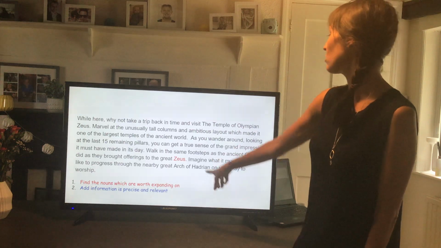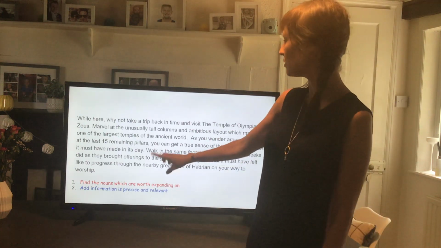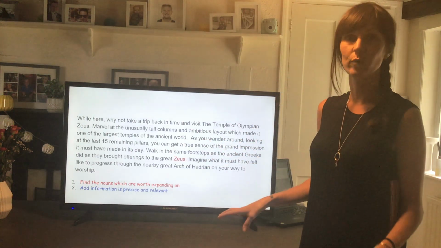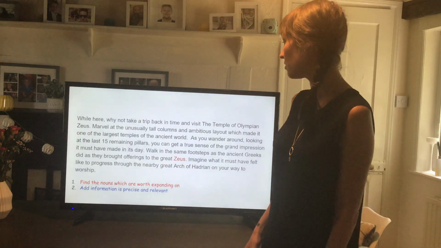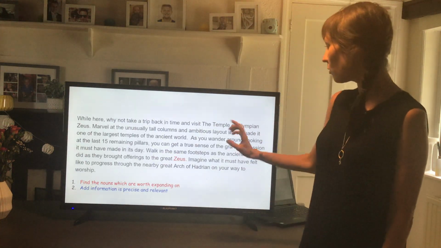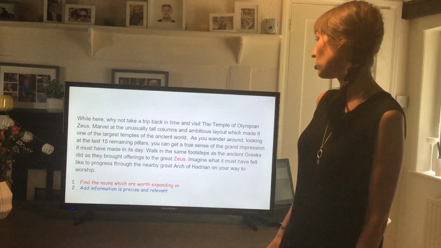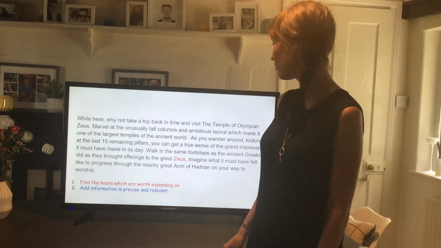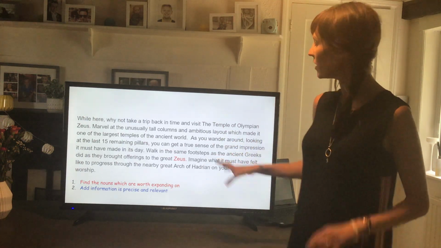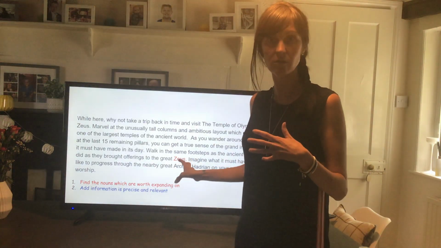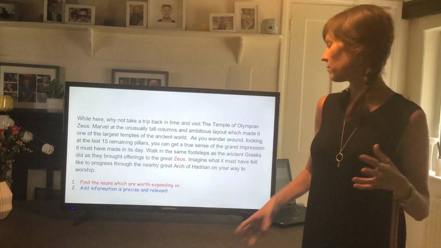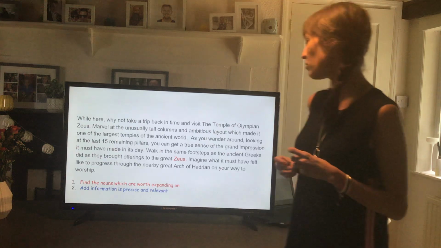So what we're going to do first is we're going to go to our noun, then we're going to read before it and read after it to make sure that we know the context of the bit that we're expanding. So, walk in the same footsteps as the ancient Greeks did, as they brought offerings to the great Zeus. Right, so I'm going to now expand this noun by adding that extra information in parenthesis. So the information needs to be precise and relevant.